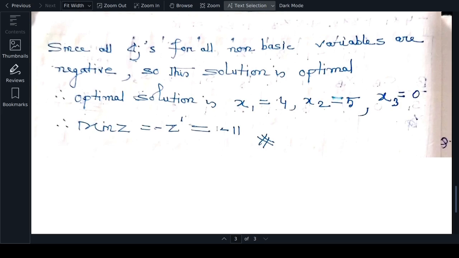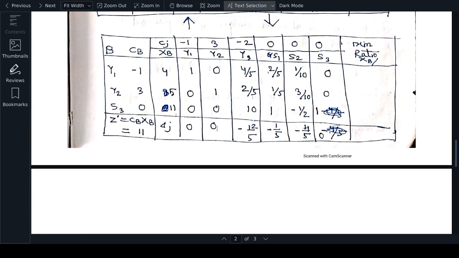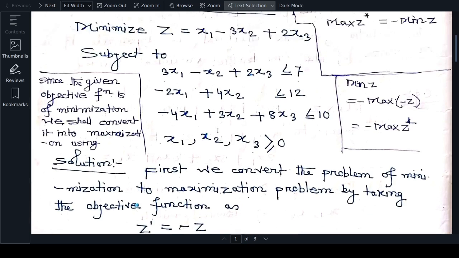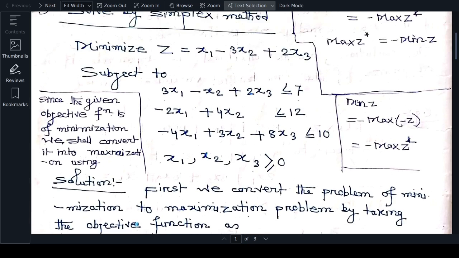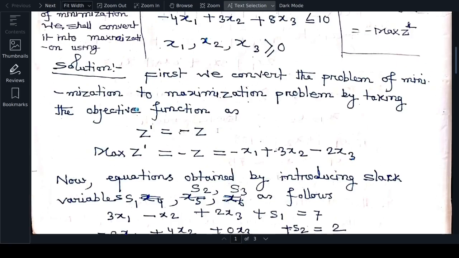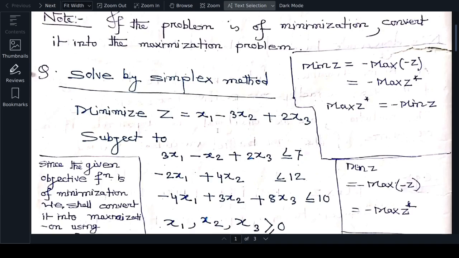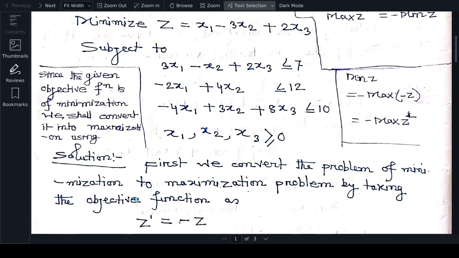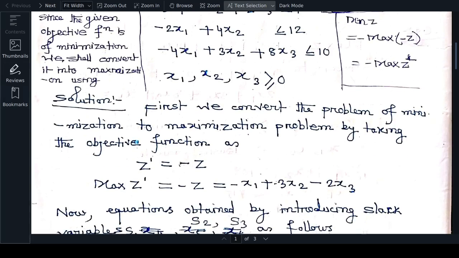Here in the given problem, what are the variables? What are the variables in the original problem? They are x1, x2, x3. So after solving this, we need the value of x1, x2, x3.